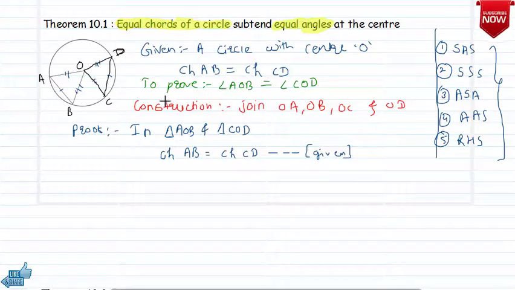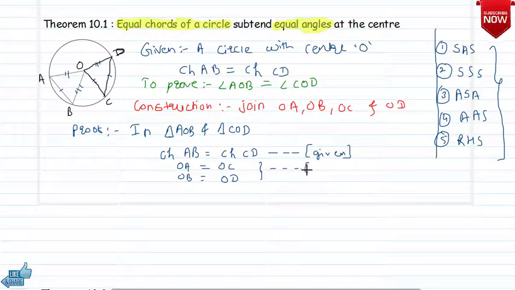Now the second one is OA is equal to OC. Reason: radii of the same circle, but I will write the reason for both together. So again we can write OB is equal to OD, and both reasons are common, that is radii of the same circle. The circle is the same.